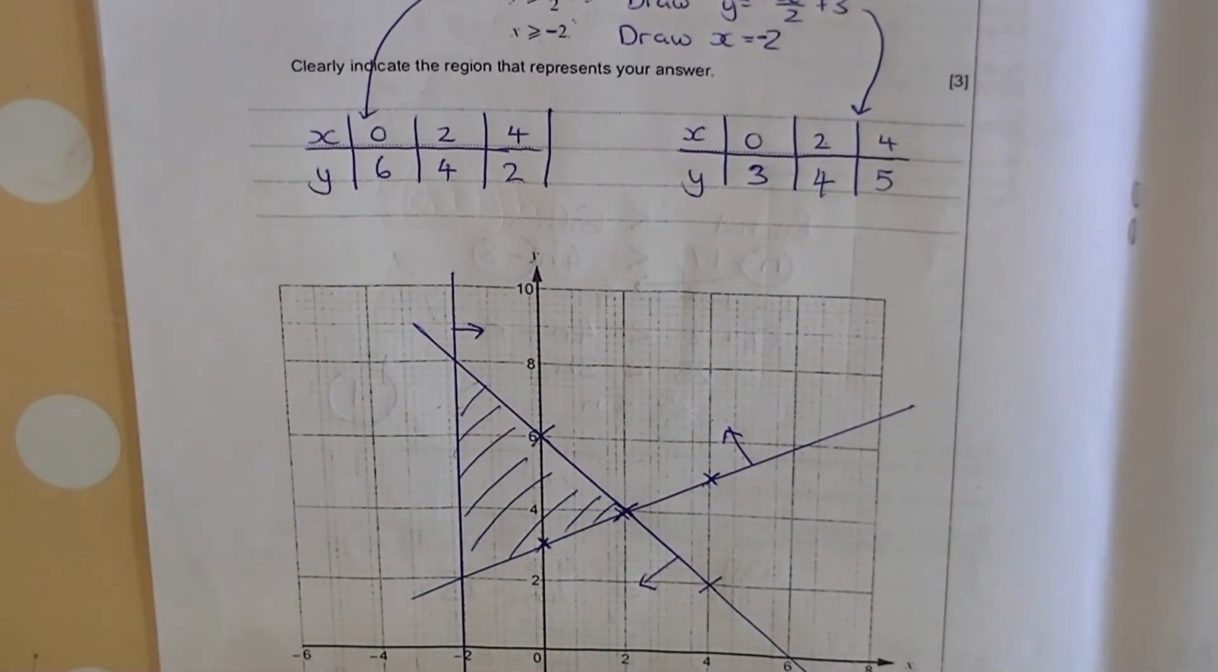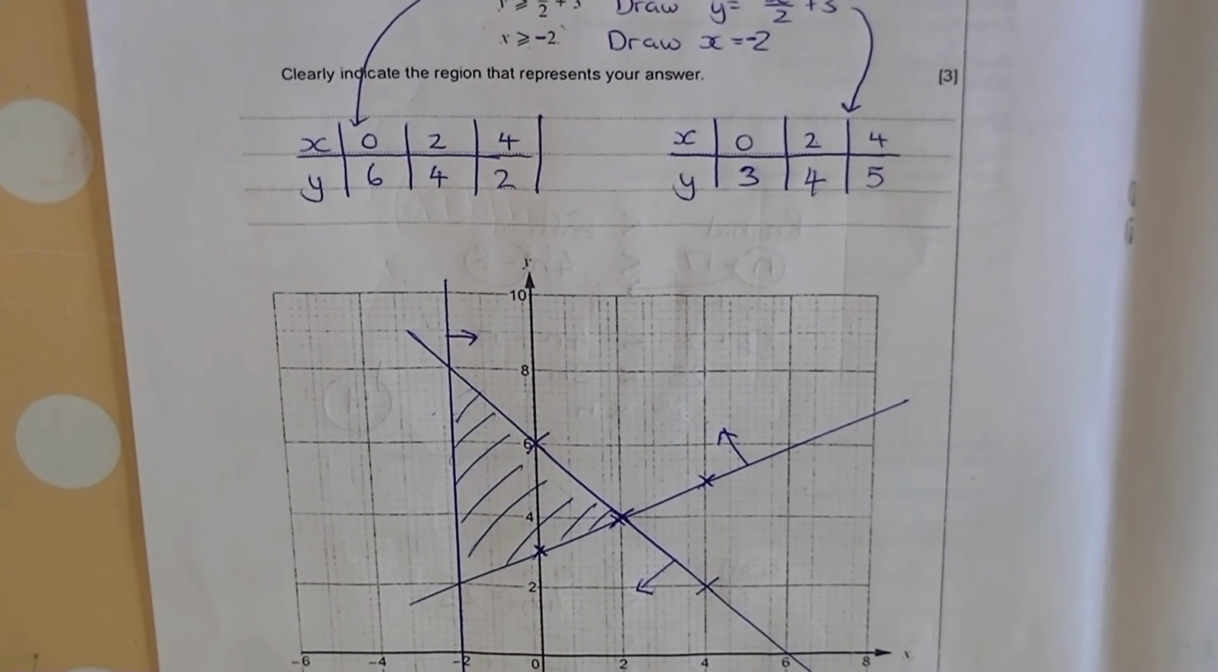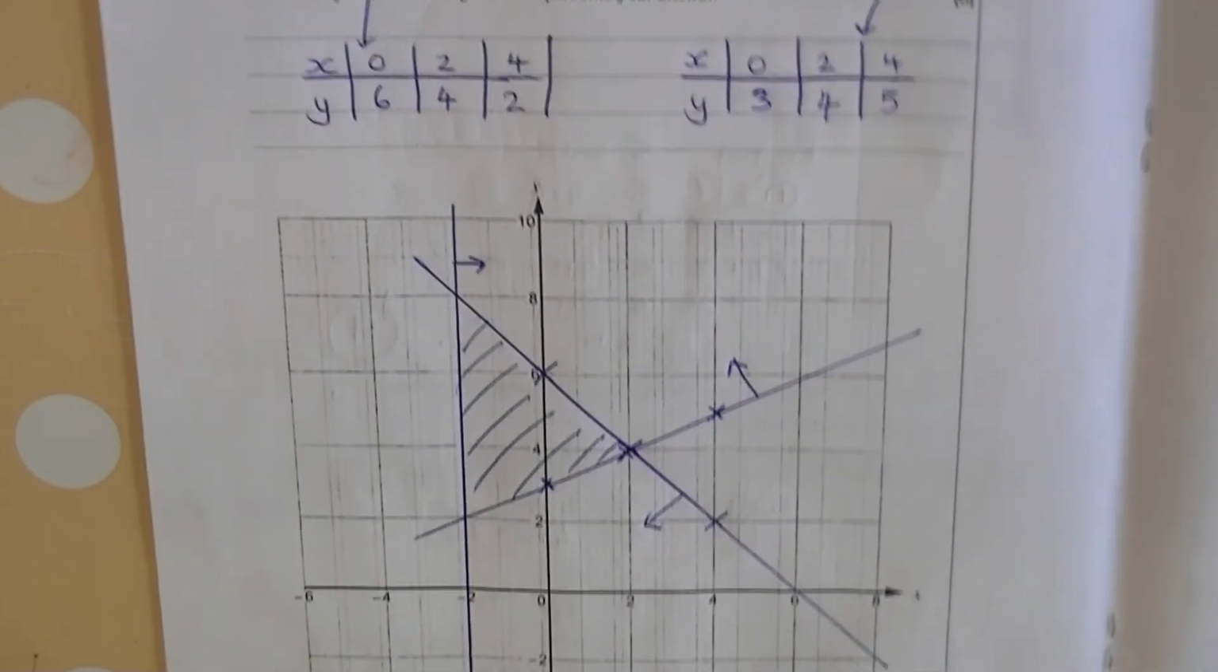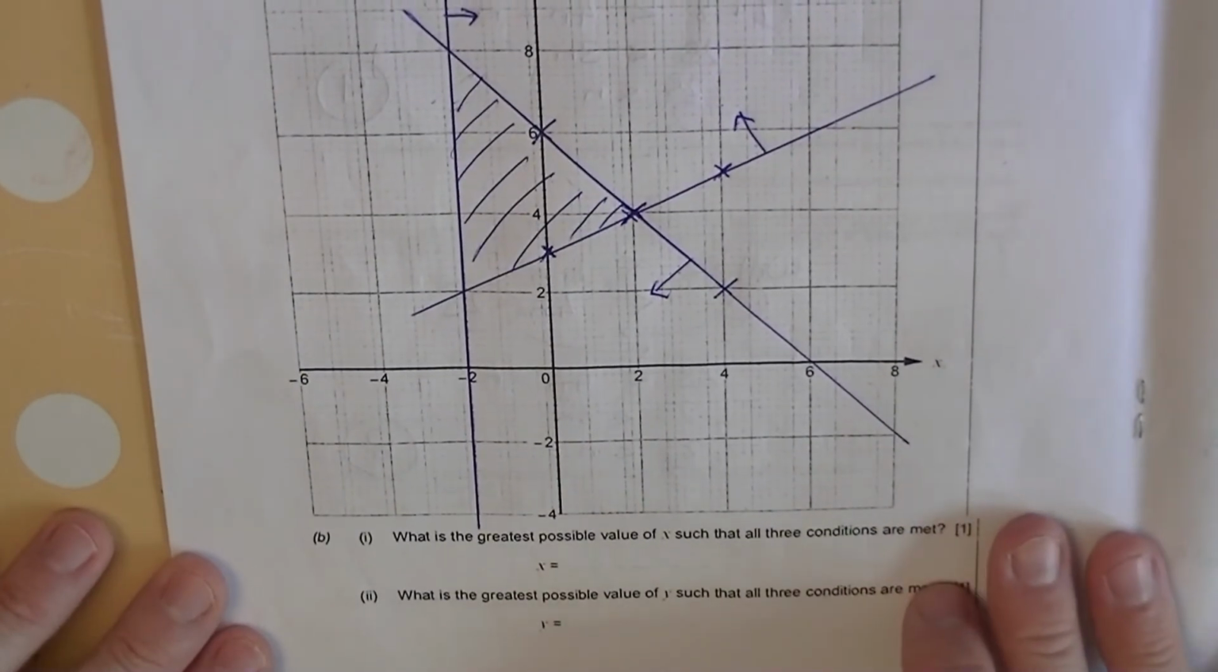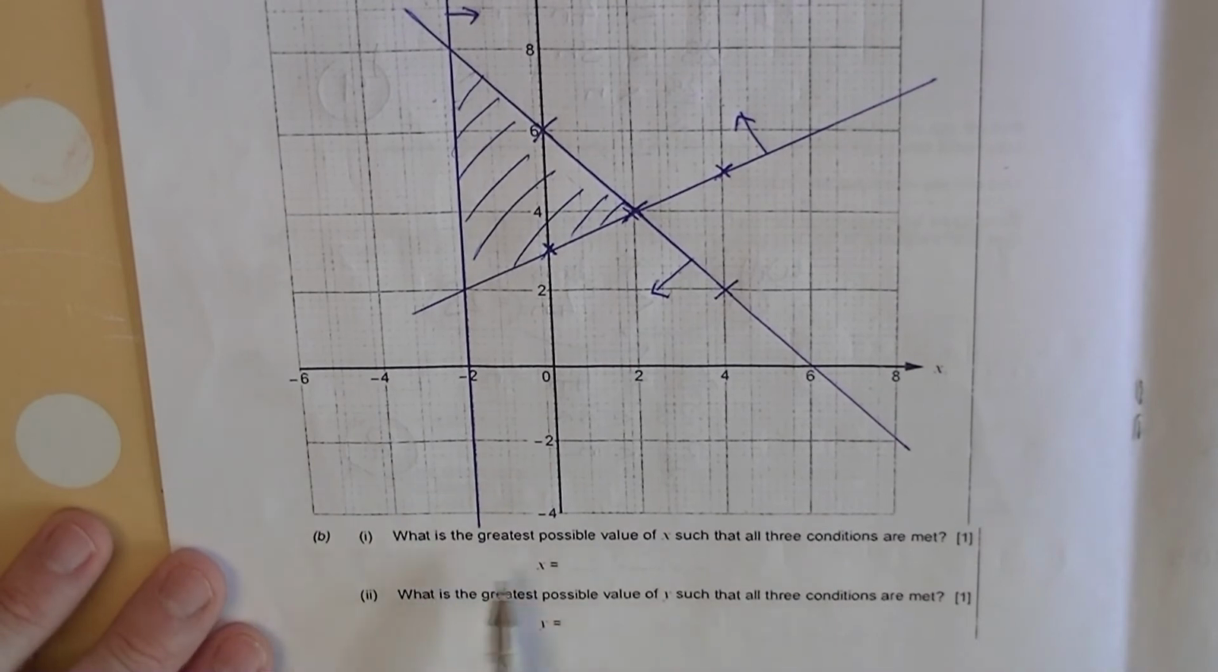However, once you've made a triangle with your three lines, you can be pretty confident to just shade in that triangle. Now, the reason I've gone through this one is because I didn't like these couple at the bottom. What is the greatest possible value of x such that all three conditions are met?